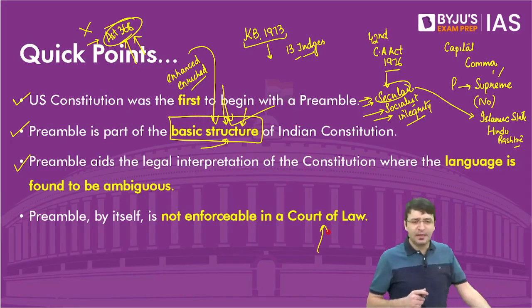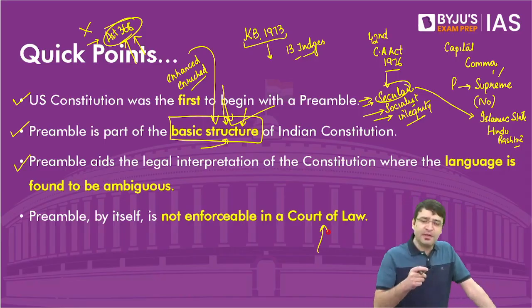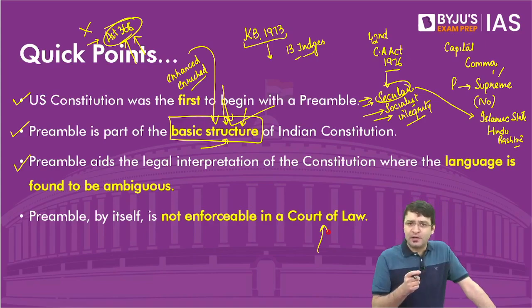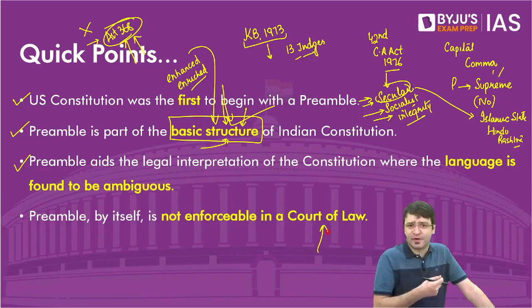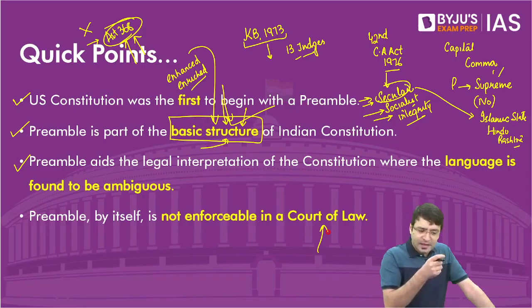For example, next week onwards, we will start discussion on fundamental rights. So, right to equality is a fundamental right. Freedom of speech and expression is a fundamental right. Liberty, justice, all these are important features of our Constitution. If your fundamental right is violated, what is the option available with you?